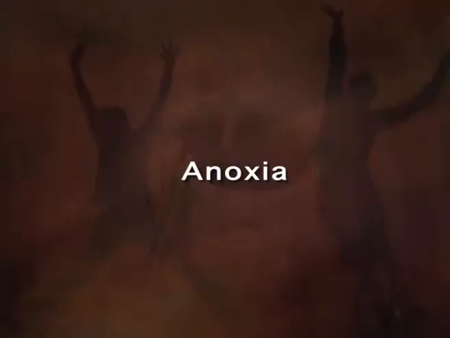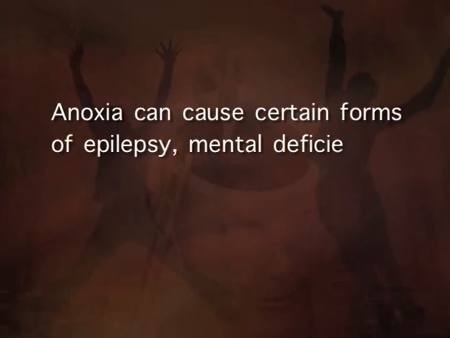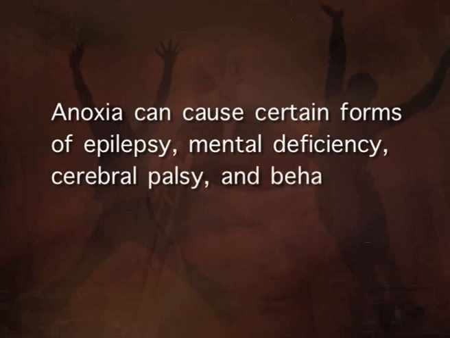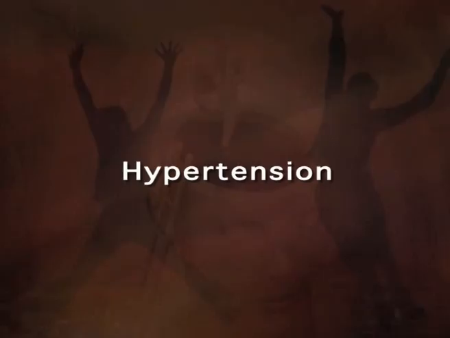Anoxia. This is a condition in which the brain of the baby does not receive sufficient oxygen to allow it to develop properly. Anoxia can cause certain forms of epilepsy, mental deficiency, cerebral palsy, and even behavior disorders. Mumps. This is characterized by swelling and pain around the neck and is accompanied by fever and headache. This leads to the malformation of some kind in the baby. Hypertension. High blood pressure gives rise to fatal abnormalities, miscarriage, and death.